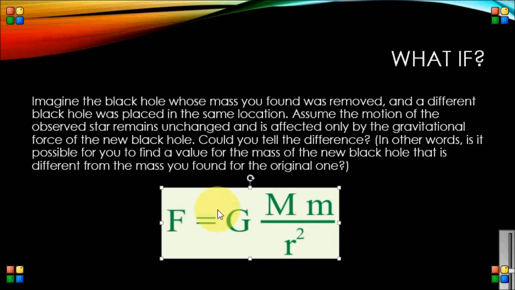Because in this formula, the gravitational constant would stay the same if the new black hole was there. The mass of the star would remain the same, and because it says the motion of the observed star remains unchanged, the distance away from the black hole would remain the same. So the mass of the new black hole would be exactly the same as the mass of the old black hole. Therefore, according to this formula, it would not be possible to find out if there was a new black hole there.